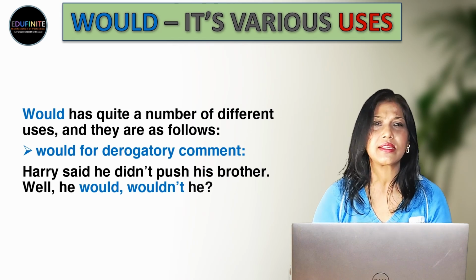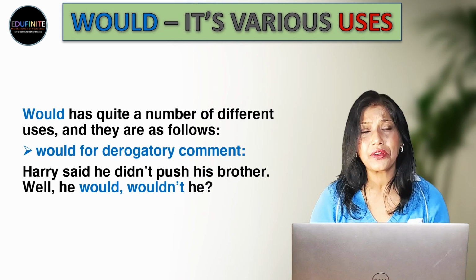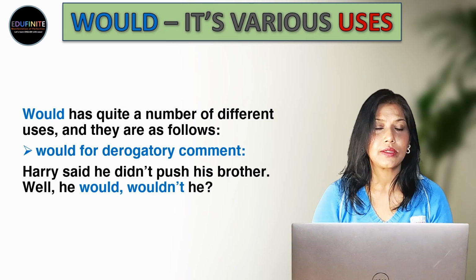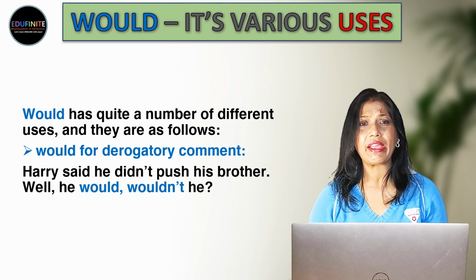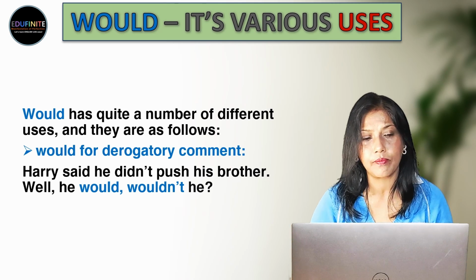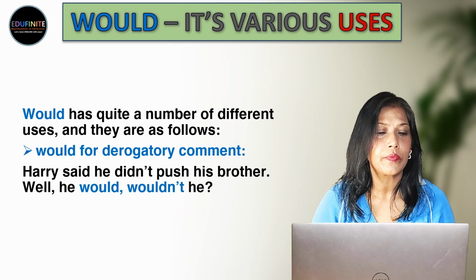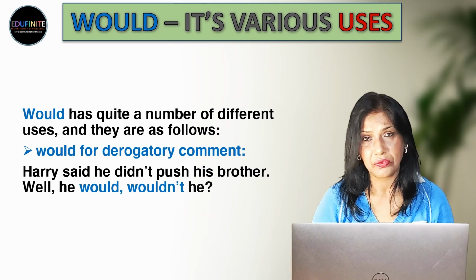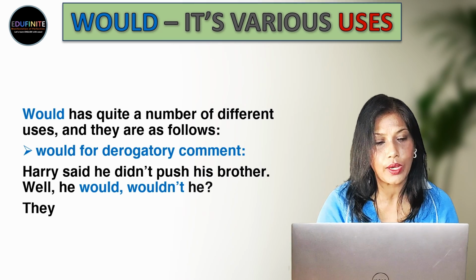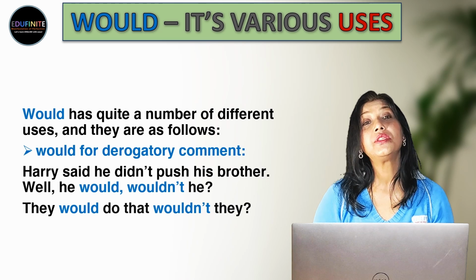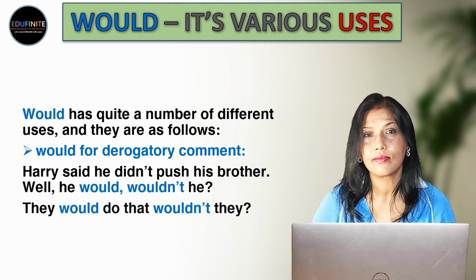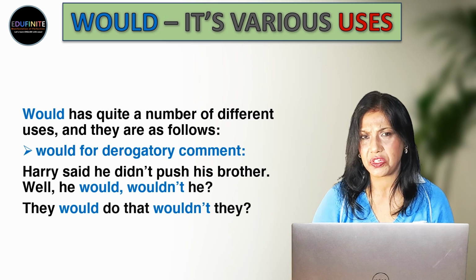So maybe Harry is a little naughty and he's got a little brother, and since he's naughty, he pushes his brother quite often. So his brother maybe fell down and he's crying, and then Harry is saying, no, I did not push him, I did not push him. Then we discuss that, well, he would, wouldn't he? Because he's very naughty and he often does that. So the next one is, they would do that, wouldn't they? So we think that they are capable of doing it. So we say, they would do that, wouldn't they?